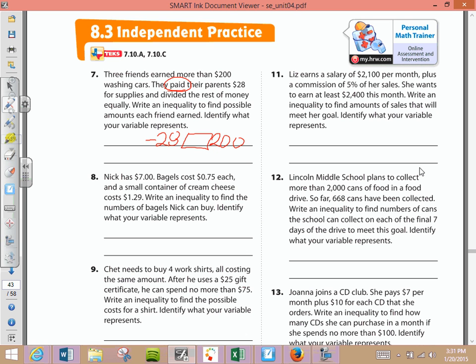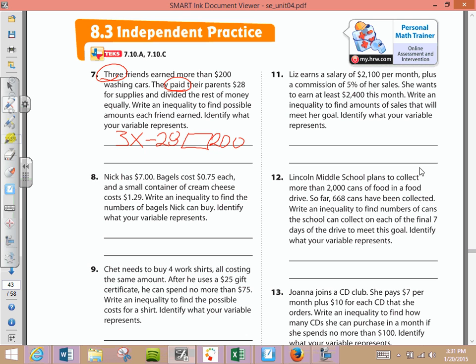So what is M? 3 right here, 3 friends. 200 is money, 28 is money, and X is money, right? X represents how much each of them is getting. So what do you think it's going to be?